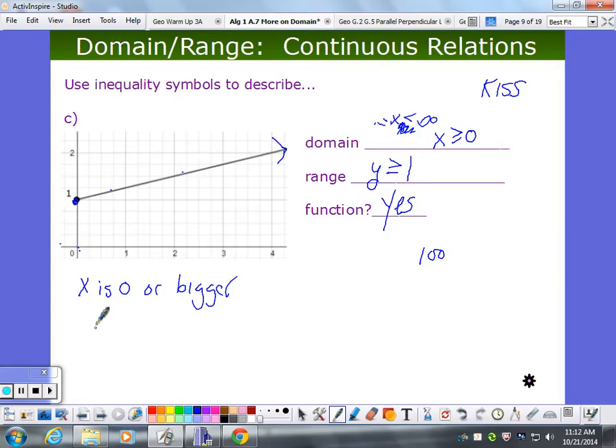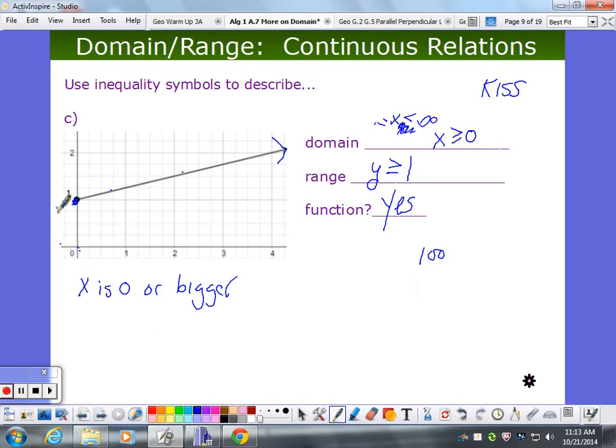Now the range, I'm looking up this way. I'm looking for, where do I see a line when I travel this way? I get here. So 1 is in my range. And then look, there's all kinds of stuff. And this arrow says, if I go all the way up to 1 million, and I look over, will I eventually see something? Yeah. So my range is y is bigger than 1, or equal to 1.